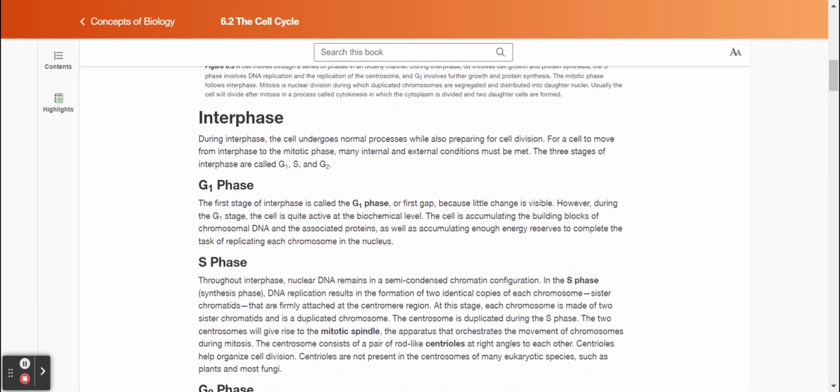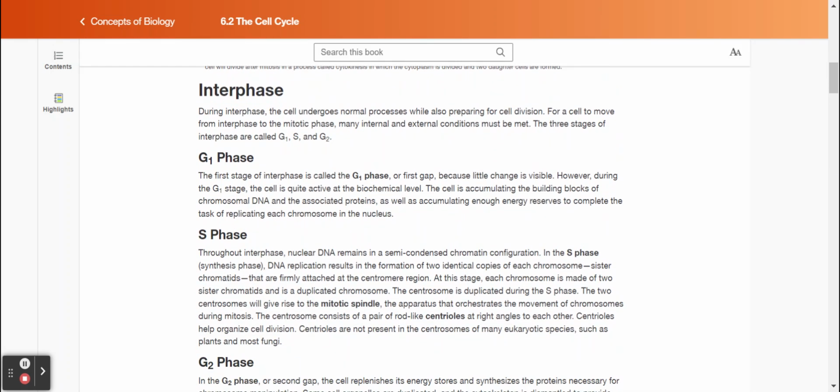Interphase. During interphase, the cell undergoes normal processes while also preparing for cell division. For a cell to move from interphase to the mitotic phase, many internal and external conditions must be met. The 3 stages of interphase are called G1, S, and G2.